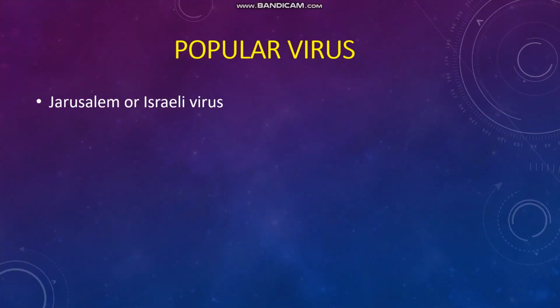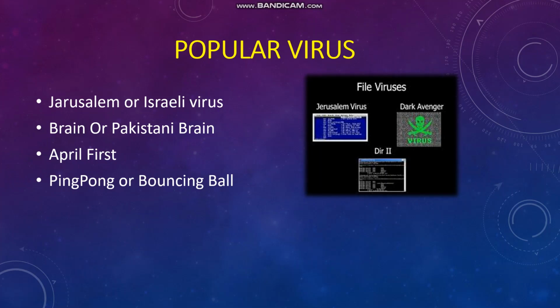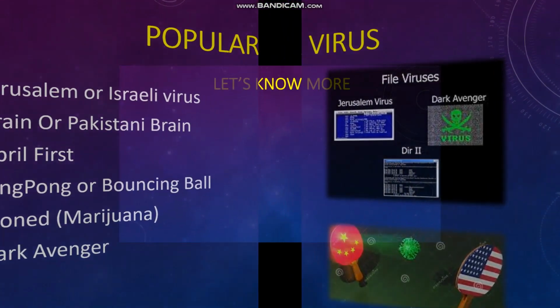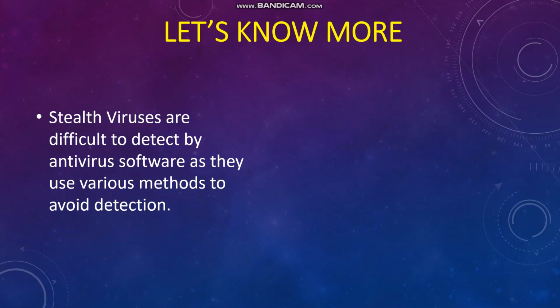Popular virus: Jerusalem or Israeli virus, Brain or Pakistani Brain, April 1st, Ping Pong or Bouncing Ball, Stoned, Marijuana, Dark Avenger. Let's know more about stealth viruses. Stealth viruses are difficult to detect by antivirus software as they use various methods to avoid detection.